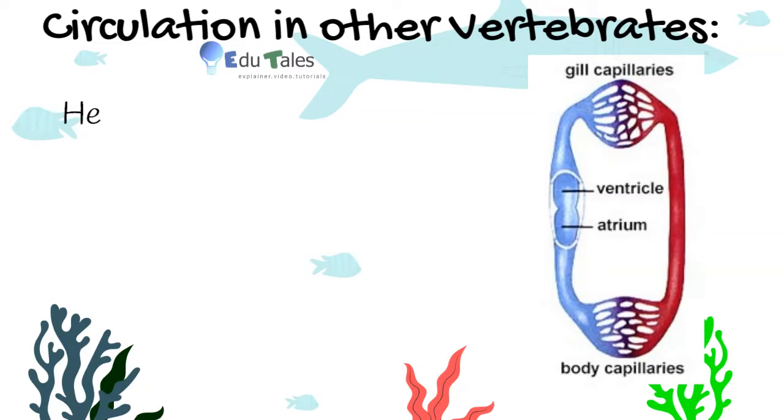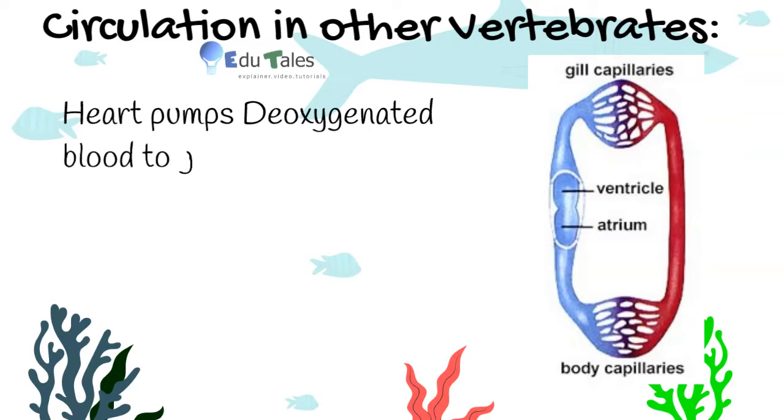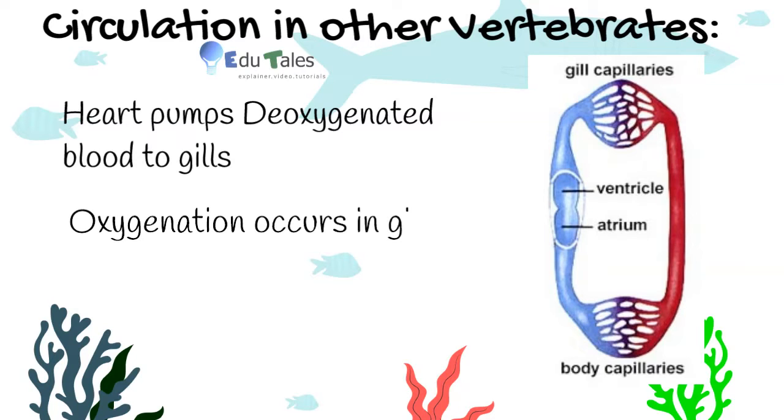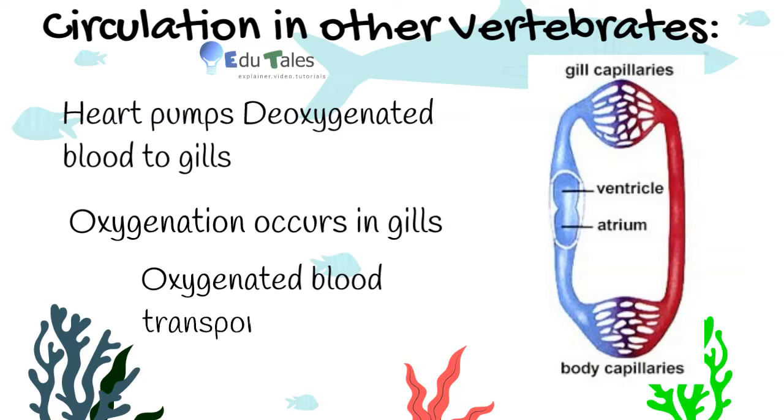The fish has a two-chambered heart, that is one atrium and one ventricle. Heart pumps deoxygenated blood to the gills, which are the respiratory organ. Oxygenation occurs in gills, and then from gills, oxygenated blood is supplied to all parts of the body.